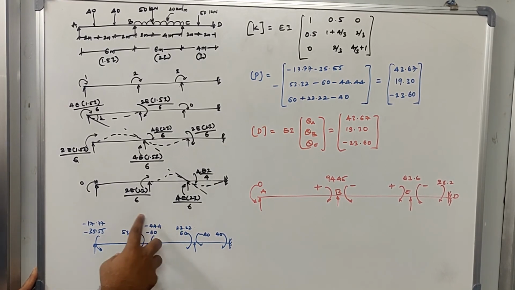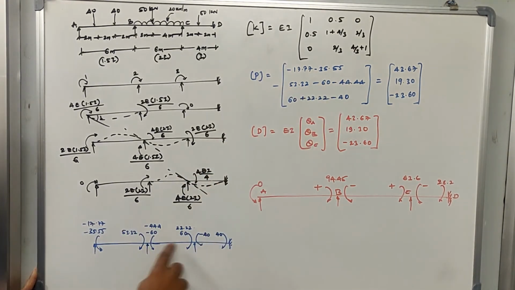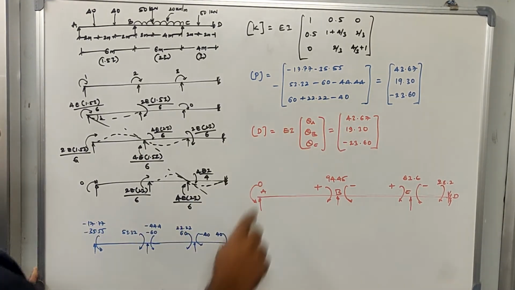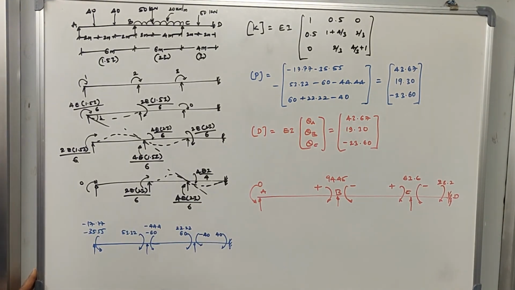I have to take the summation of all the moments at the second coordinate. So 43.32 minus 60 minus 44.44. Okay, now going to third coordinate, at third coordinate we have again three fixed end moments, 22.22 plus 60 minus 40. Okay, so this completes my force matrix.